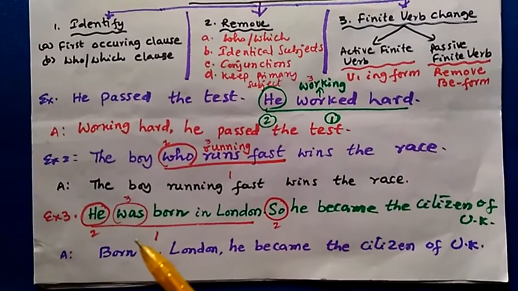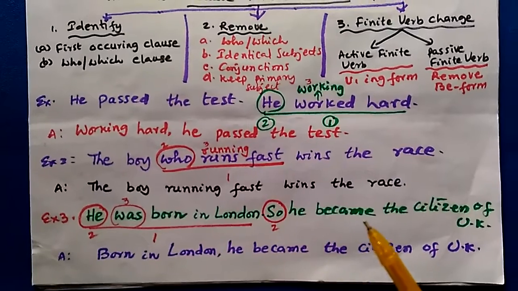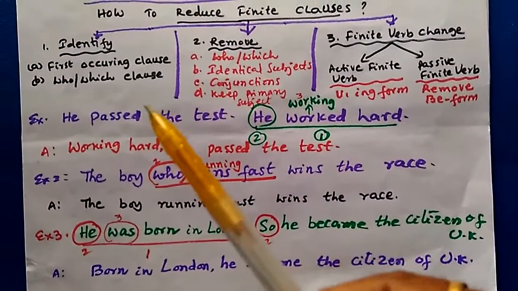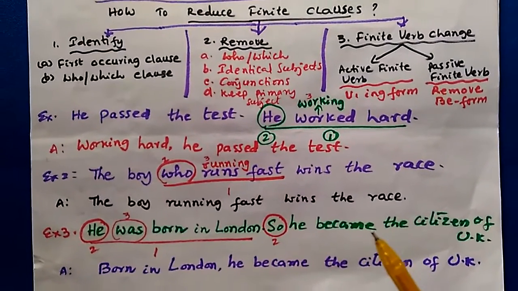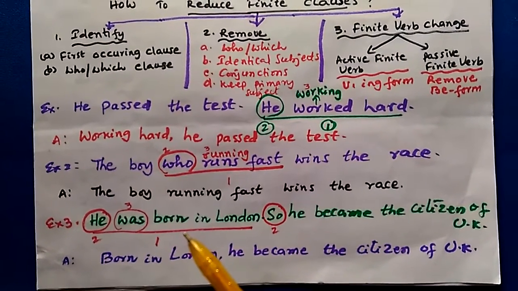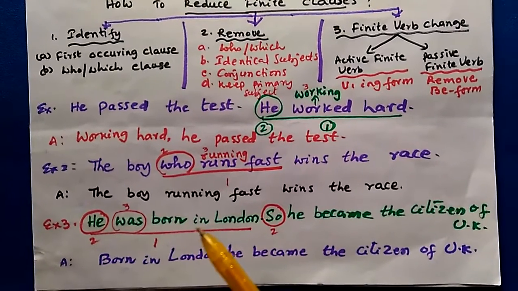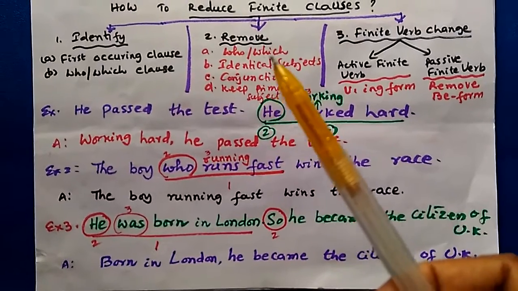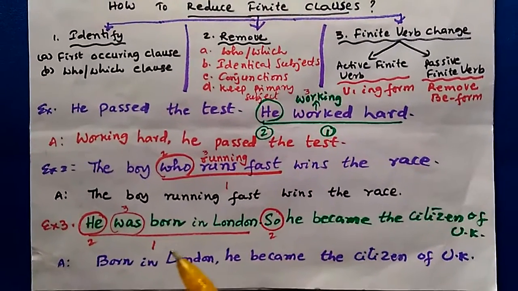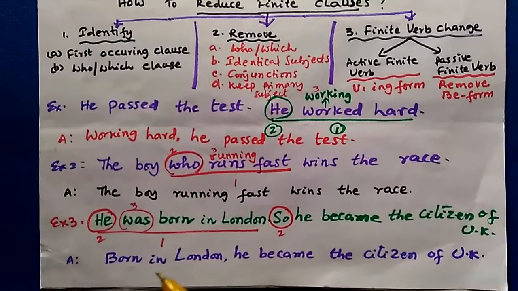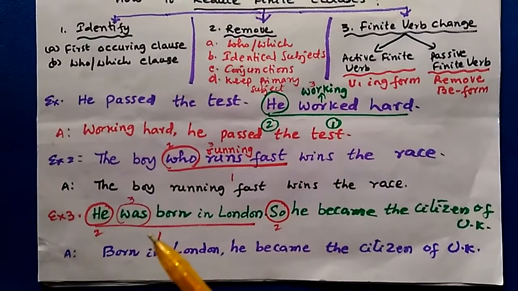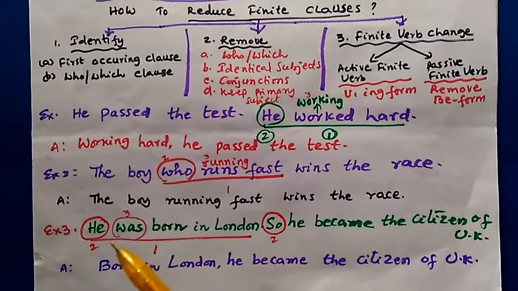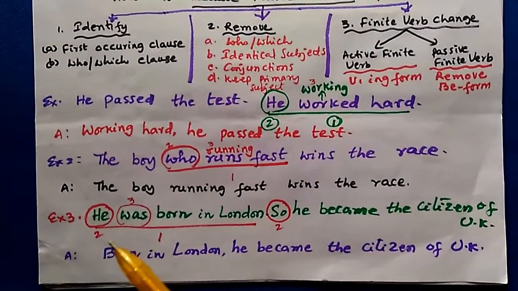And the third sentence, he was born in London, so he became the citizen of UK. Here, the first change, the first occurring clause. Between these two sentences, this is the first occurring clause, the first happening clause. And here, the second thing we have to do is that who or which are relative pronouns. Relative pronouns are not there. And identical subjects are found. He and he are the identical subjects. And in the first occurring clause, we have to remove one of the identical subjects, he. This is rule number 2.